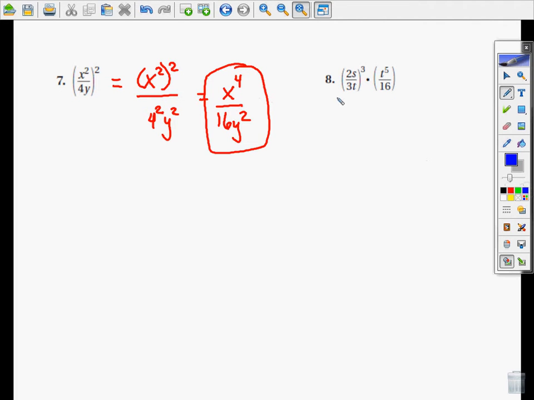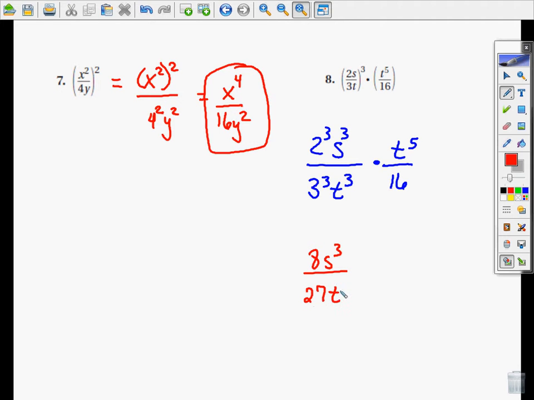This problem here is going to be kind of long as well. I have 2 to the 3rd and s to the 3rd over 3 to the 3rd and t to the 3rd, times t to the 5th over 16. I can take this out of parentheses since I don't have an exponent over here. Next, I'll simplify. 2 to the 3rd is 8, so I have 8s to the 3rd over 3 to the 3rd is 27 t to the 3rd times t to the 5th over 16.